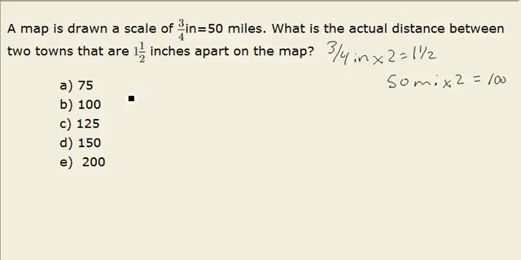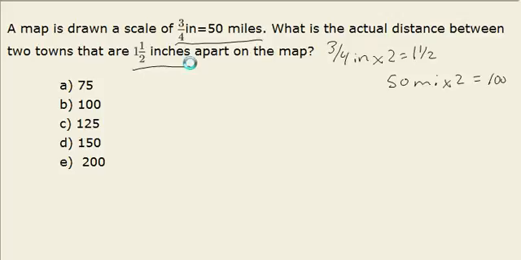For further explanation, since we are dealing with scale representations, we must set up our problem proportionally. In order to set it up proportionally, we must be consistent in placing the numbers in relation to their labels. We know that 3/4 inches equals 50 miles. So we have to find how many miles equals our 1 1/2 inches.